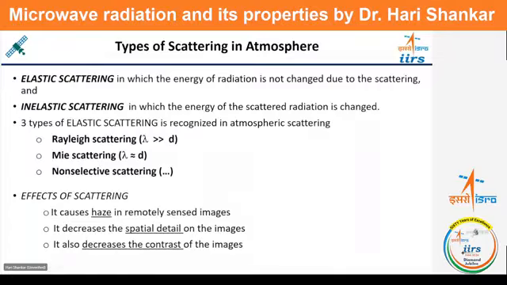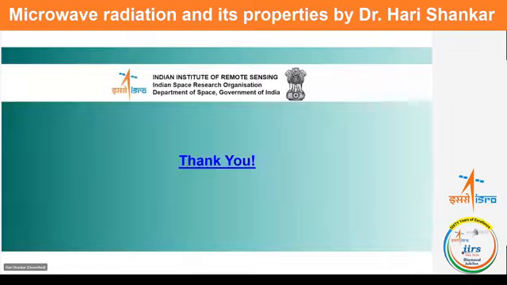This is the relationship. If the wavelength of the radiation is much greater than the size or diameter of the particles, then the scattering that happens is called Rayleigh scattering. If the wavelength and the diameter of the particle are almost the same, then it is called Mie scattering. And if it is independent of the wavelength and the size, then it is called non-selective scattering.